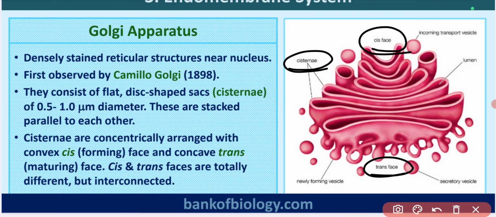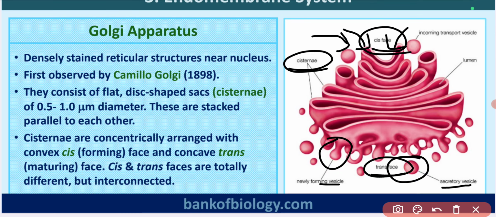Here you can see cisternae are also there, and anything from the ER and nucleus first enters through the cis phase and then it is processed between the cisternae and then it comes out in vesicle form. Okay, secretory vesicles. These are newly formed vesicles, and when it detaches from the Golgi body it is called secretory vesicle.